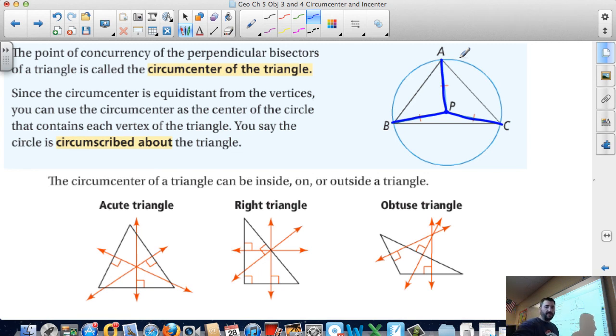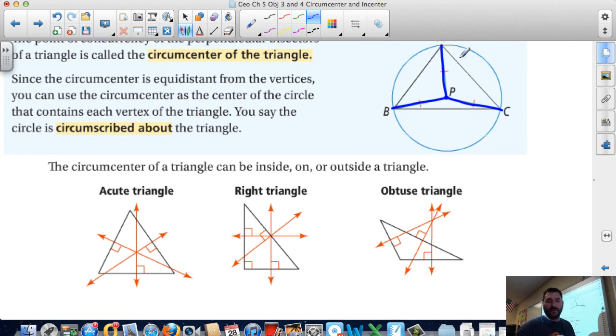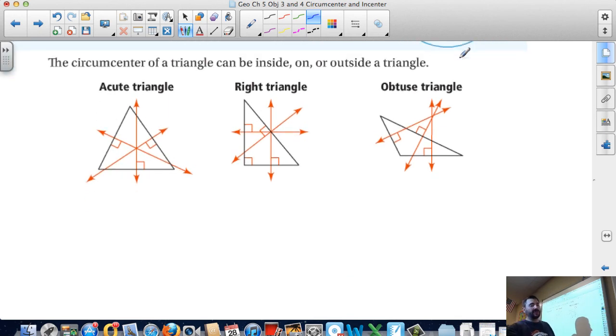Now, the type of triangle we have will determine where that circumcenter is located. There are three different cases here. We can have an acute triangle, in which all three angles are less than 90. So we have a nice acute triangle. When that happens, the circumcenter will always be inside the triangle, somewhere in the interior of that triangle.